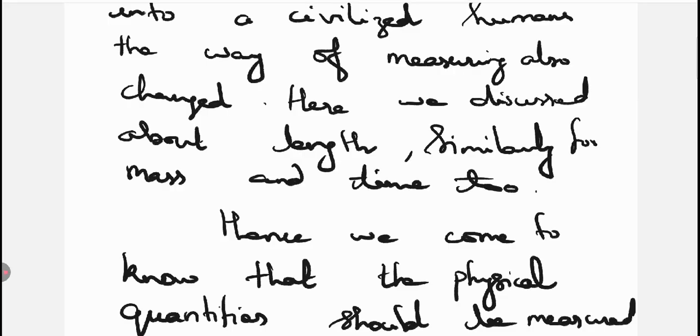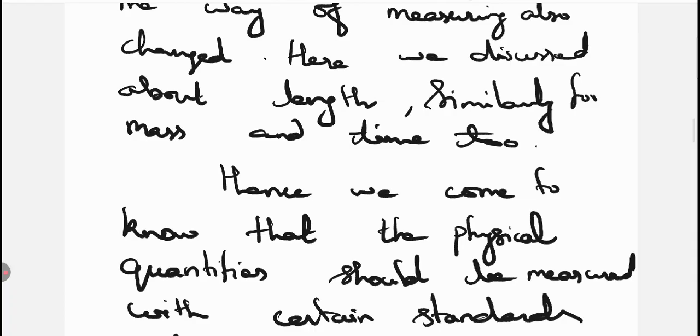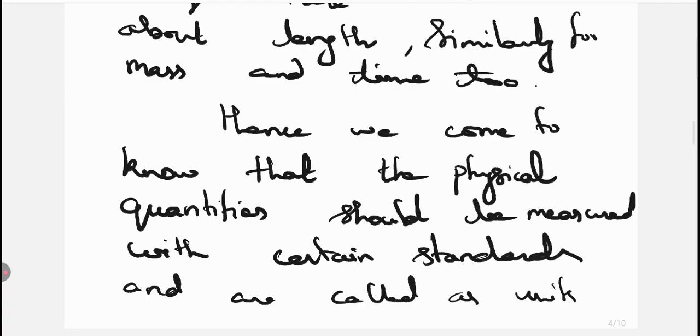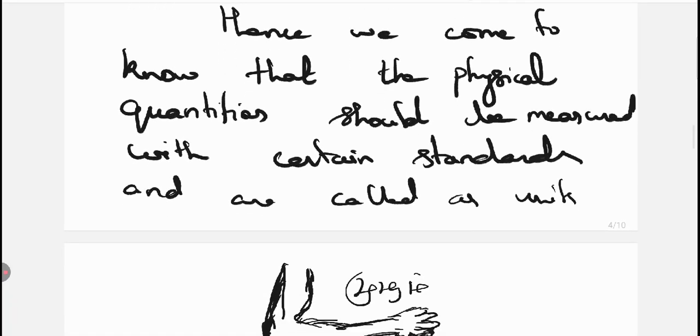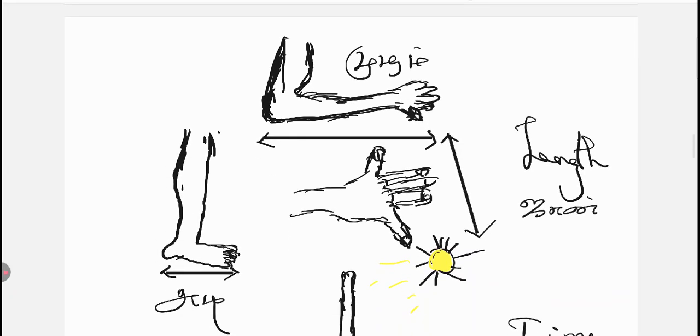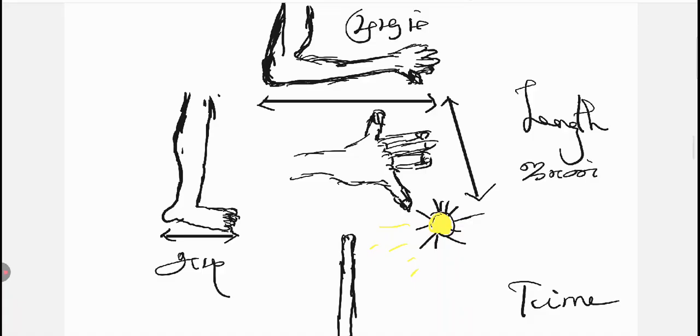So here we are going to discuss the different types of unit systems they followed to measure different physical quantities. Okay. So, for example, length is a physical quantity, mass is a physical quantity, and time is a physical quantity. They wanted to have a standard rather than having different forms of units followed by different peoples around the world. Okay, so here are some of the things that were followed by the ancient people.